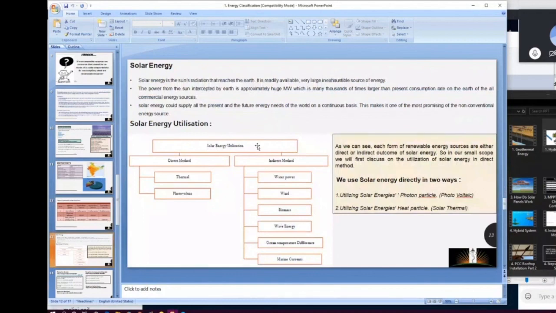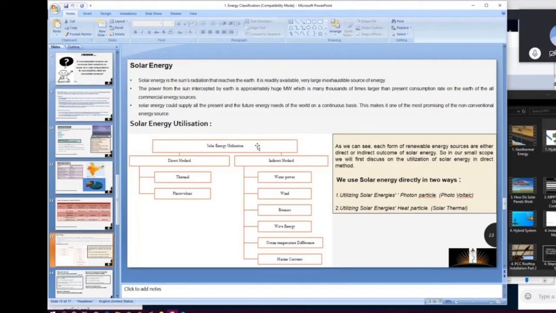Next, as we know, solar energy can be utilized in 2 methods. One is direct, which is the main method: photovoltaic, that is electricity, and thermal, or heat. But solar energy is also used in some other methods, like heating up water, the solar water heating system. So these are the indirect solar energy methods.